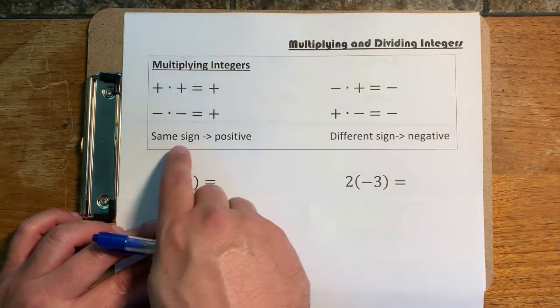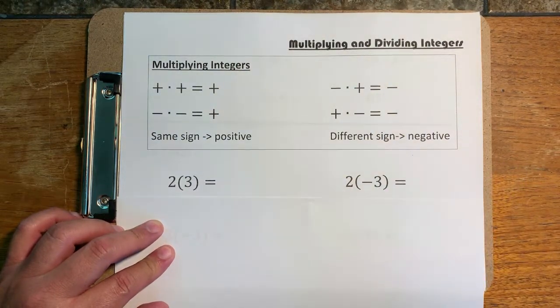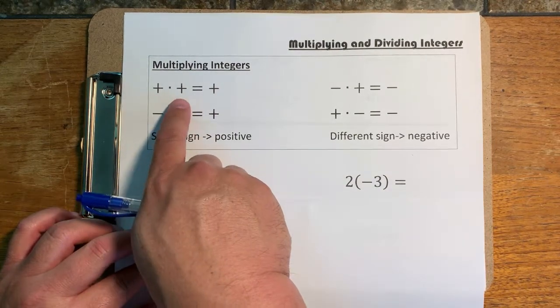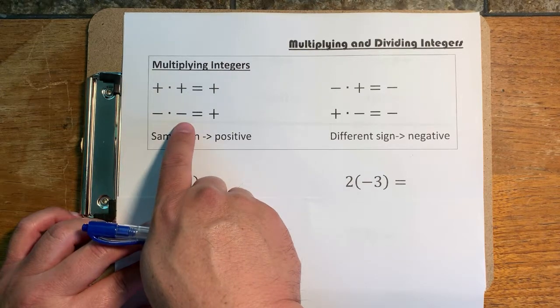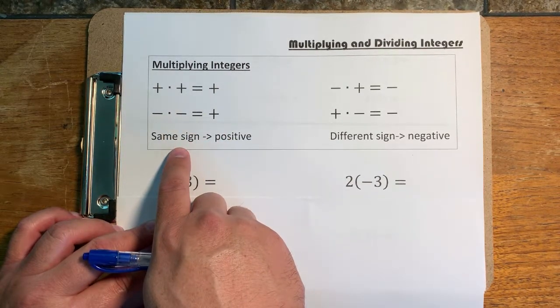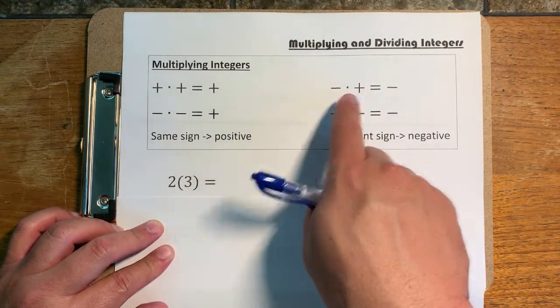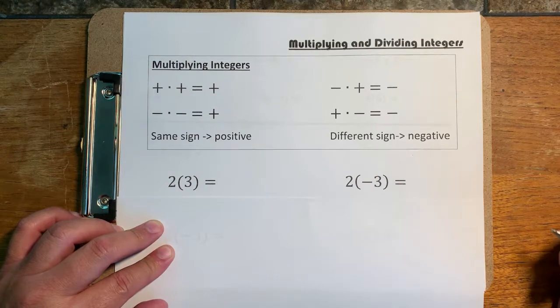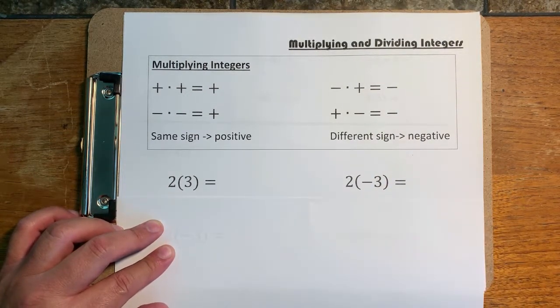Now, there's a formula that people traditionally just make students memorize, and that is that a positive number times a positive number is equal to a positive number, and a negative number times a negative number is equal to a positive number. So if the signs of the two numbers being multiplied are the same, the answer is positive, and if the signs are different, the answer is negative. Now the first question is, why is that so?